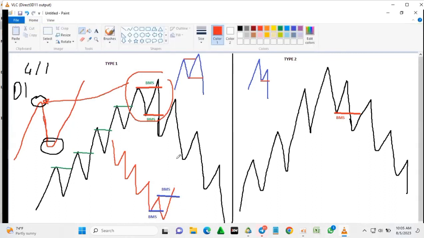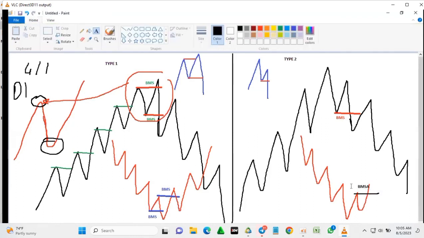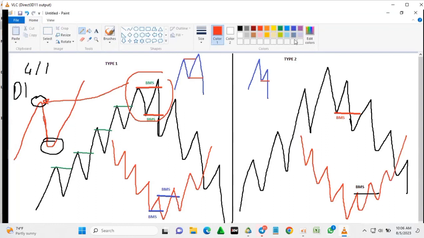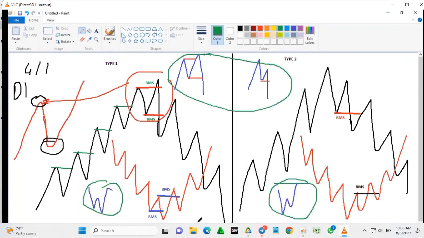And on the other side of type 2 reversal, you can see that price is creating lower low, lower high, lower low, lower high, lower low, lower high, then with 1 BMS, okay, and begin to create a higher high, higher low. That's the difference, right? So on a higher low, that's the difference, as you can see, right?